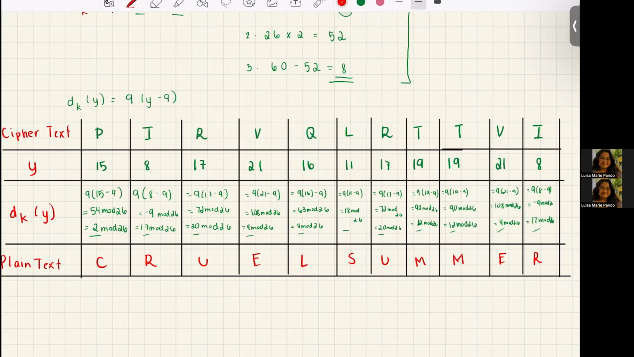So that's Affine Cipher. Next time, we are going to talk about Vigenere Cipher, which I think is a bit easier than Affine Cipher, but let us figure that out next time.